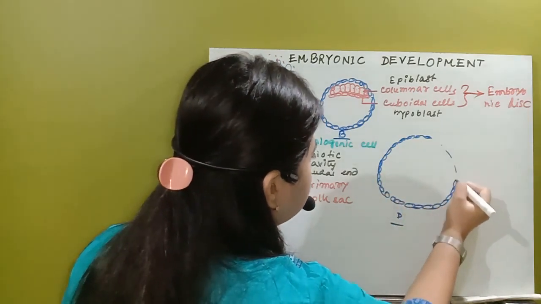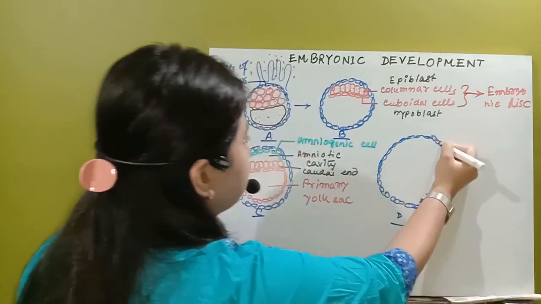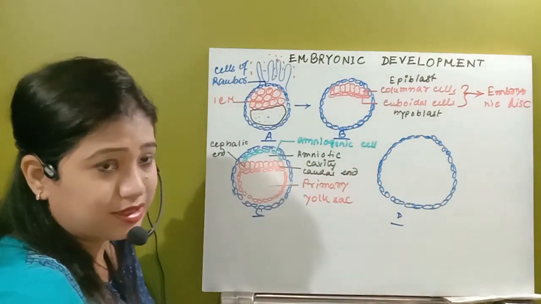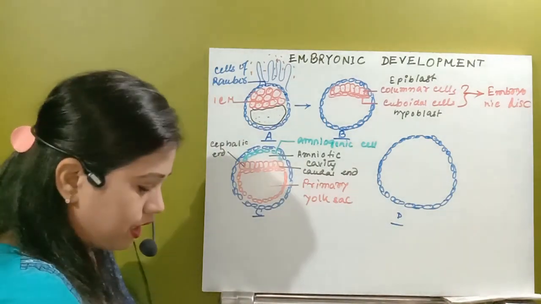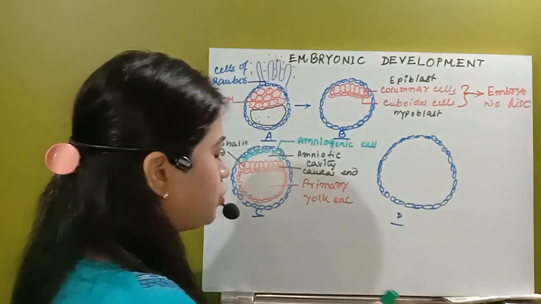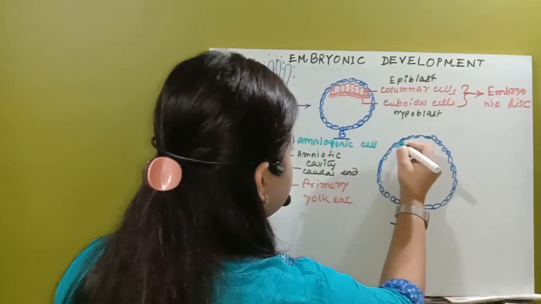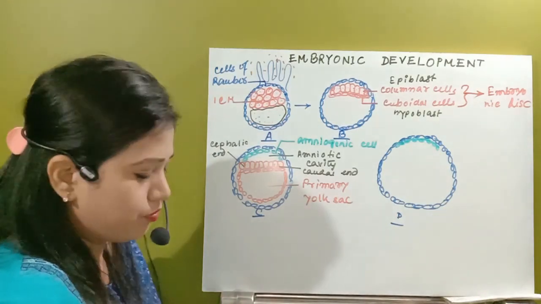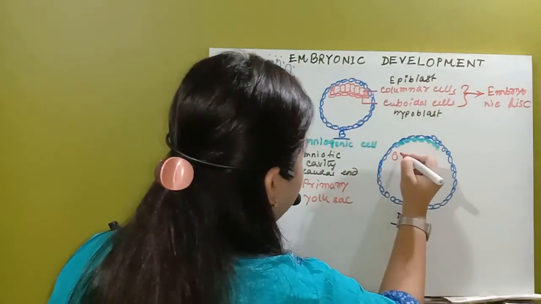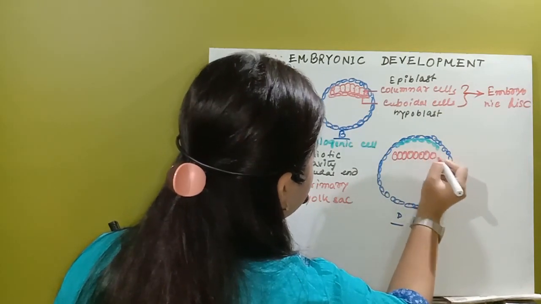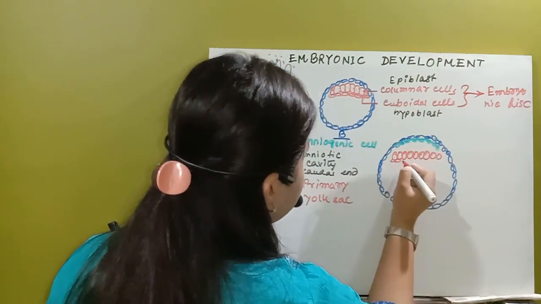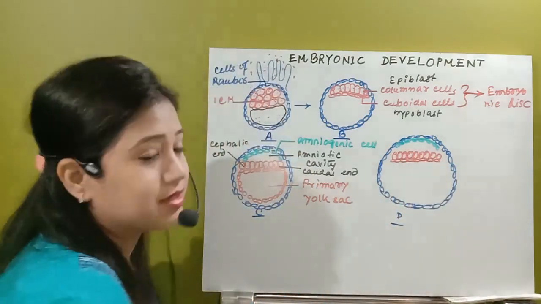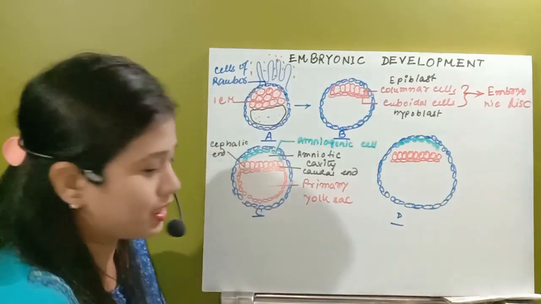Which is now forming the placenta. Some of the cells formed from the trophoblastic cells are known as the amniogenic cells, which will form the roof of the amniotic cavity. So here we have seen the amniotic cavity being formed, with a roof of amniogenic cells. These are the epiblastic cells: transitional cells, columnar cells, and after that we have the cuboidal cells.